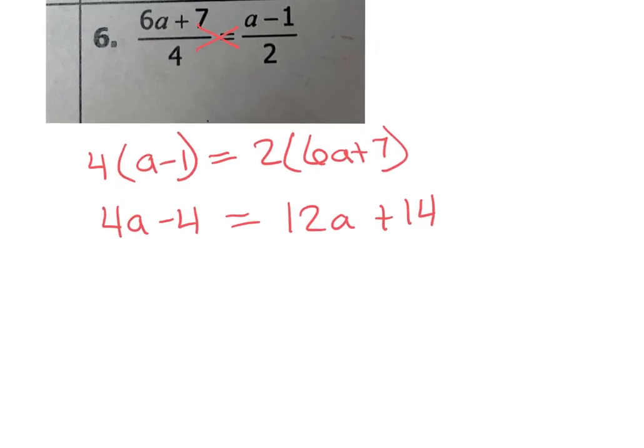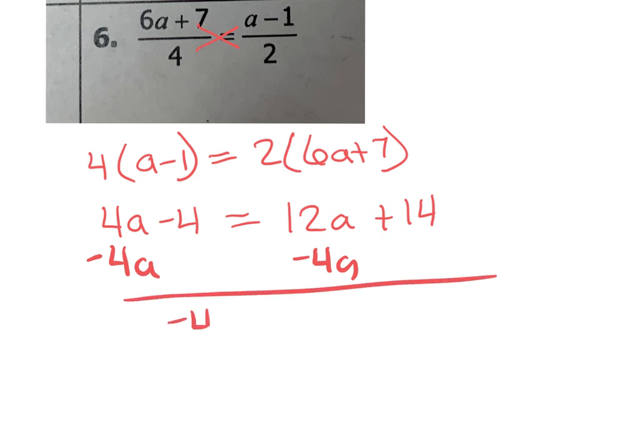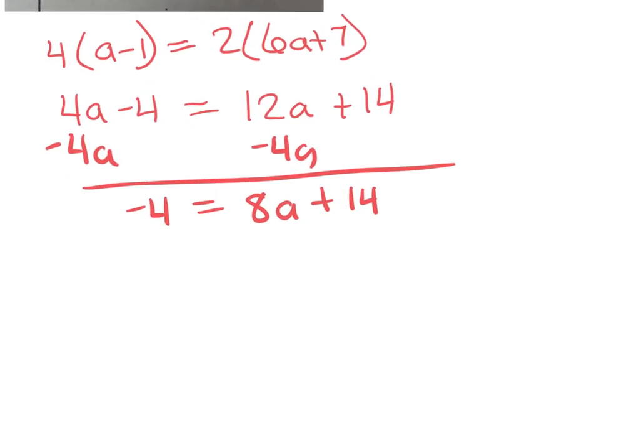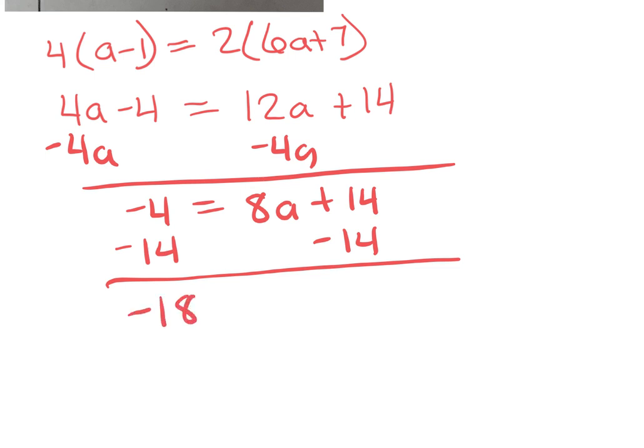Okay. So we're going to subtract over 4a. Give you 8a. So negative 4 equals 8a plus 14. And then you're going to subtract 14. So I'm going to subtract 14. That's negative 18. Right? Negative 18 equals 8a.